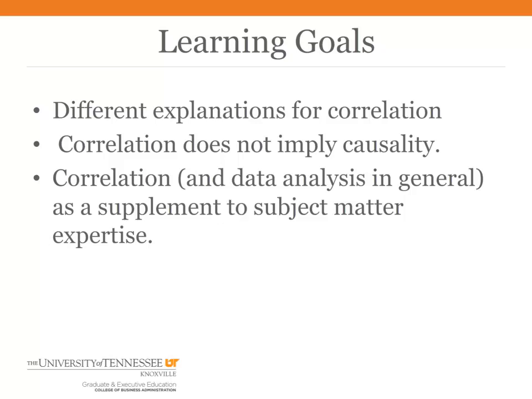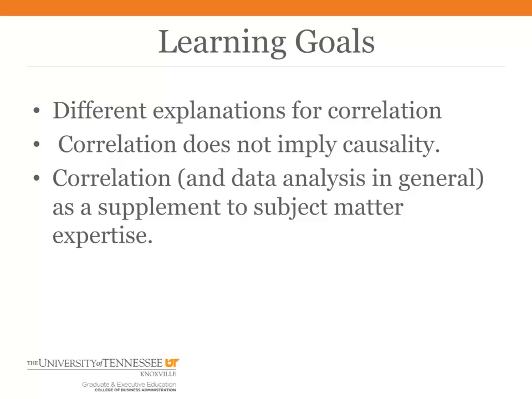Here are the three things we want to talk about. First is, when you see a high correlation, there's a story that will explain that. And we're going to talk about the different reasons why you might see high correlation. And one of them is causality, but there are many others. So we don't want to assume automatically that if two variables are correlated, that one causes the other.